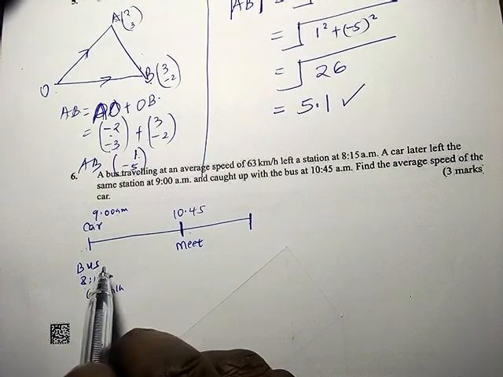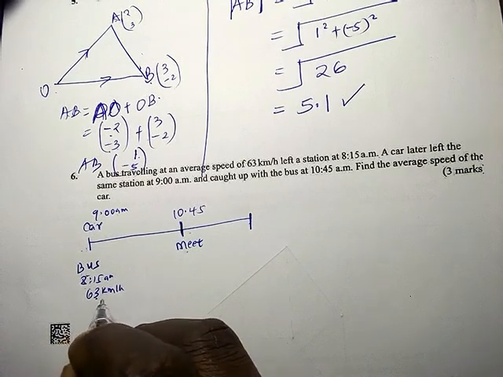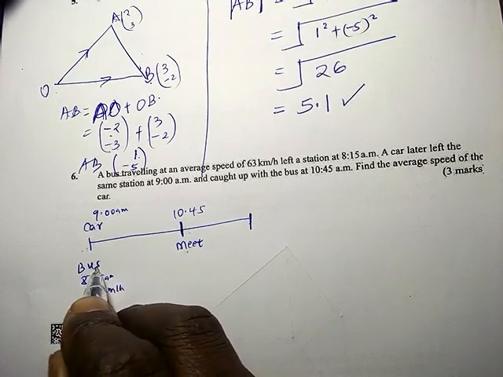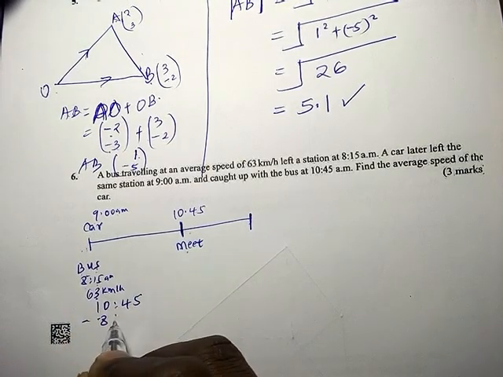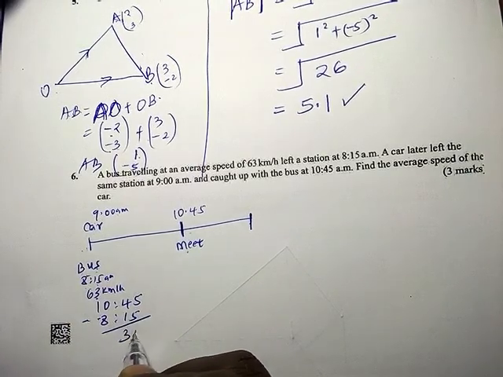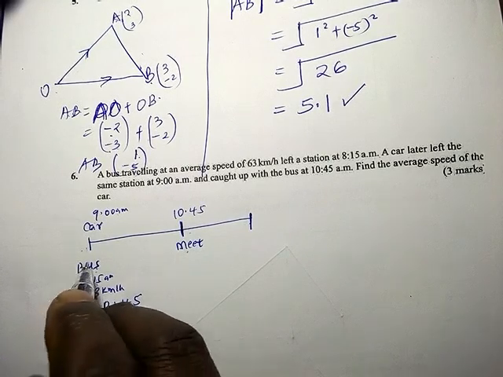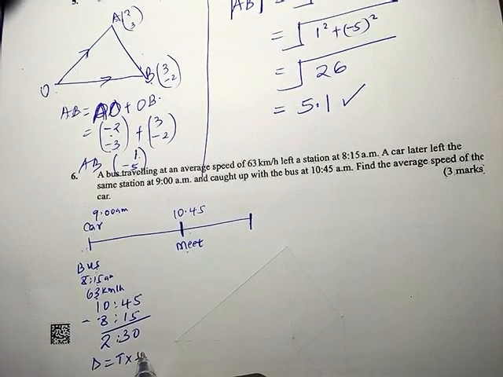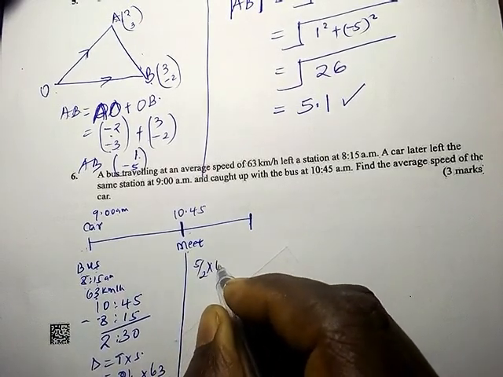So first we can get the distance covered by the bus because we have the speed, we have the time, everything we have. So the time taken for the bus to be caught up is 10:45, you subtract the time it started, 8:15. This one will give us 2 hours, 30 minutes. But we can get the distance now. Distance is equal to time times speed moved by the bus when it was caught up. So time is 2.5 times the speed, which is 63. So that is 5/2 times 63.